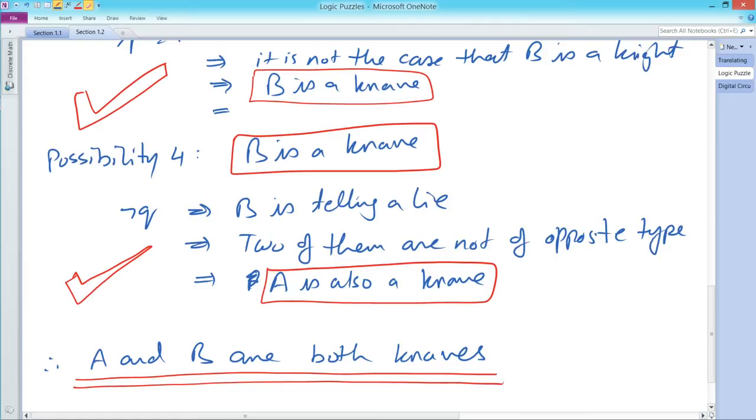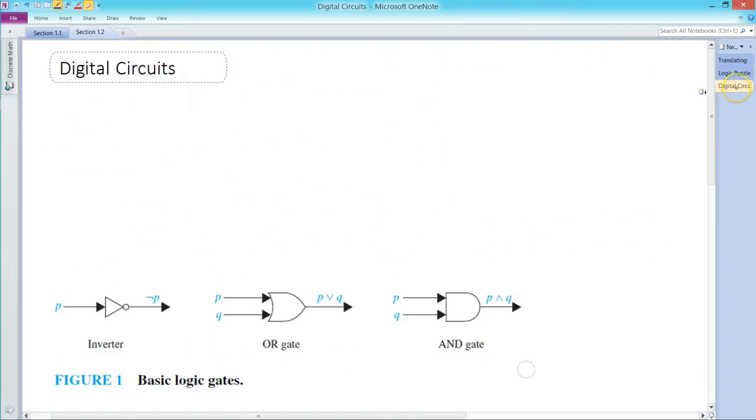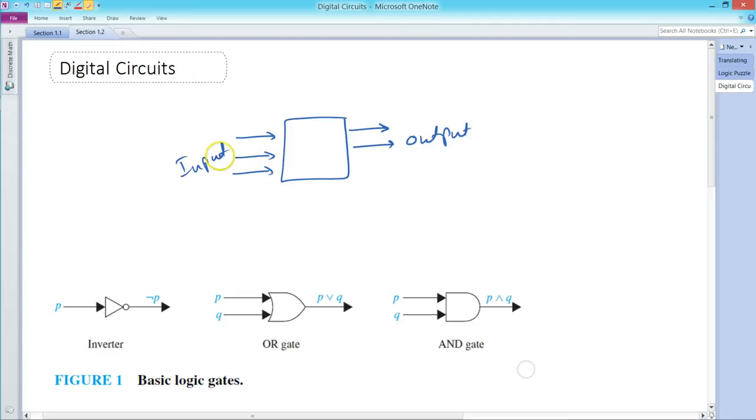Continuing on with our examples of the applications of propositional logic. Another field where propositional logic is extensively used is the design of computer hardware. Logic circuits, by the way, are also called digital circuits. They are special kinds of circuits that have some inputs. You can have more than one input. These circuits then take these inputs and produce outputs. So you can have one or more outputs for digital circuits.